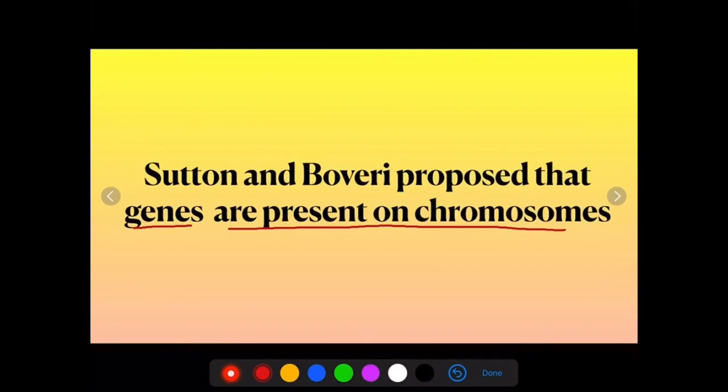See how the knowledge developed. Mendel said factors. Sutton and Boveri said the factors, or the genes, are present on the chromosomes. These are the genes present on chromosome. They gave the experimental proof, the physical evidence of what Mendel could not prove. So this became the fact that genes are present on chromosomes.